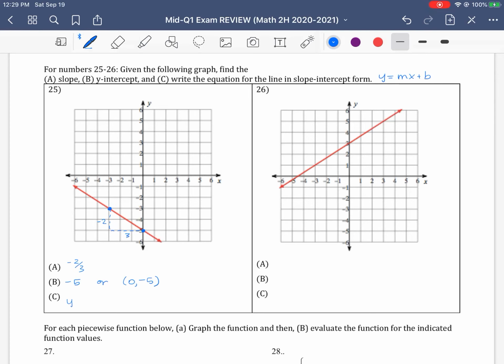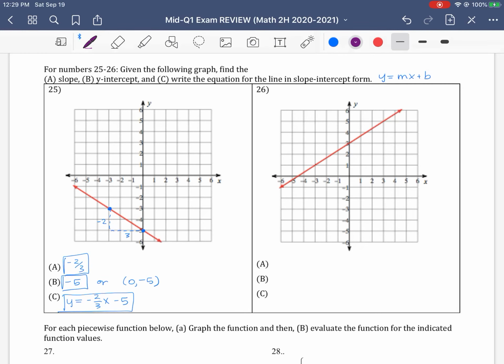And then lastly, we would write our equation. So we put in our slope multiplied by x, and then plus b. Our b is negative, so I'm going to subtract 5. That would be our equation. There's our intercept, and there's our slope.